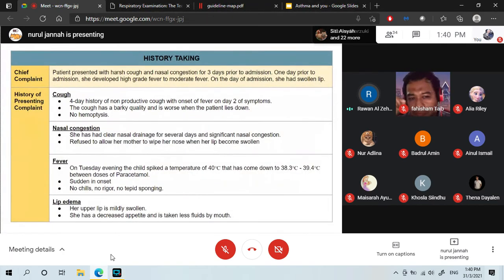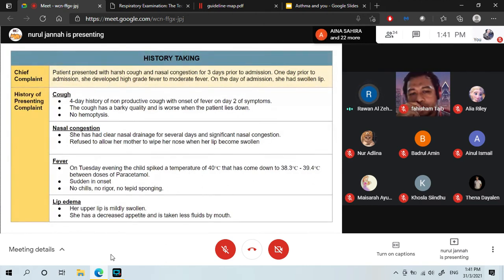For history taking, the chief complaint was harsh cough and nasal congestion for 3 days prior to admission to hospital. One day prior to admission, she developed moderate to high-grade fever. On the day of admission, she complained of a swollen lip as well. The major presenting complaint was a 4-day history of non-productive cough, with onset of fever on day 2 of symptoms.